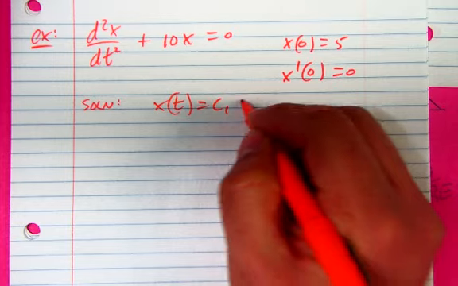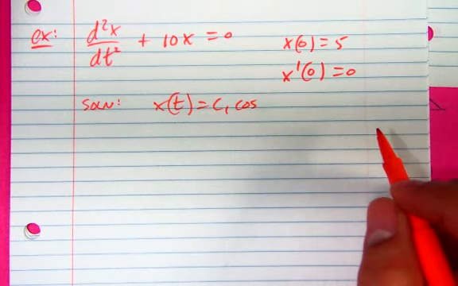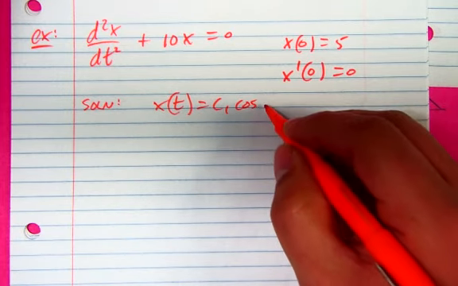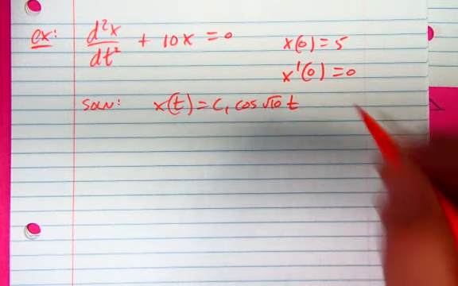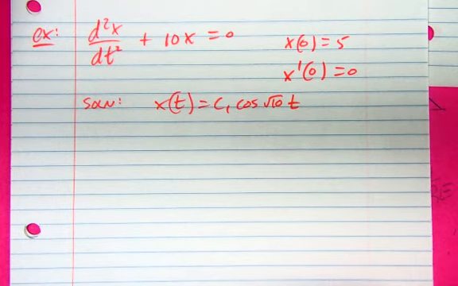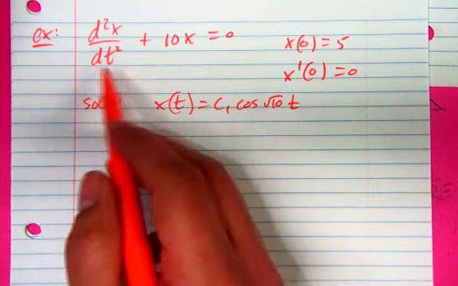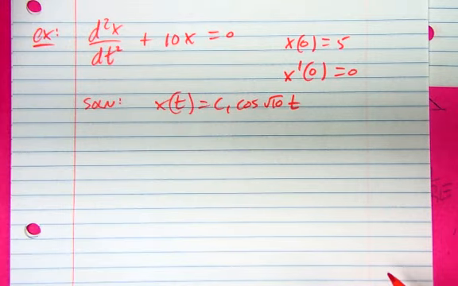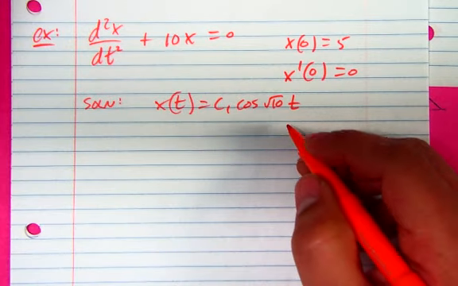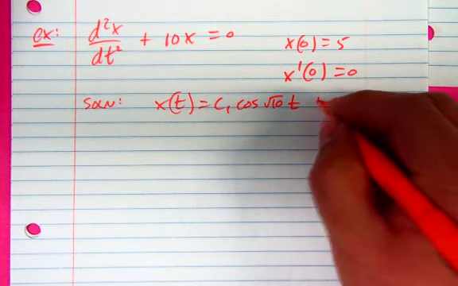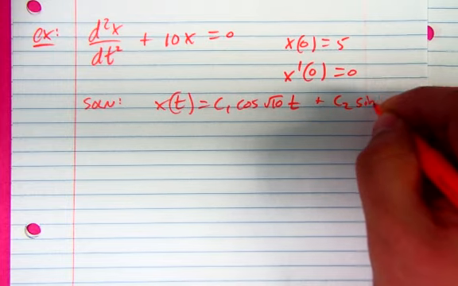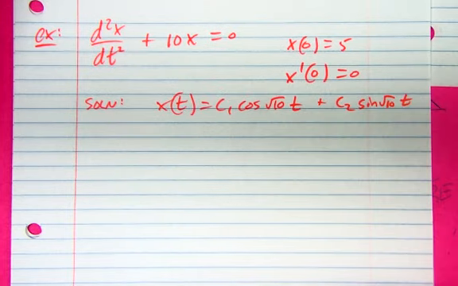C1 cosine of, is it 10? Root 10 t. Well, yeah, you can, but because we know that that's what the solution is going to look like, because it's in that format, m squared plus omega squared, the solution will be C1 cosine root 10t plus C2 sine root 10t.